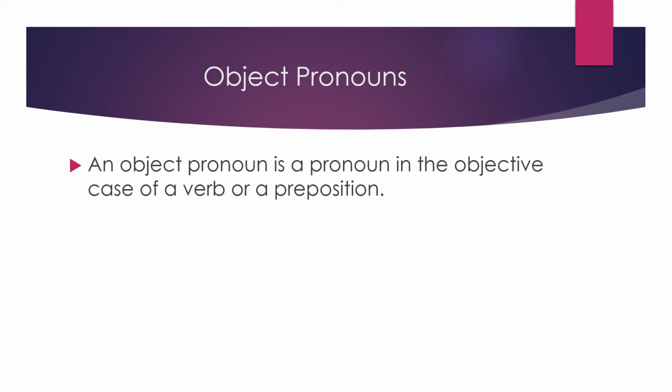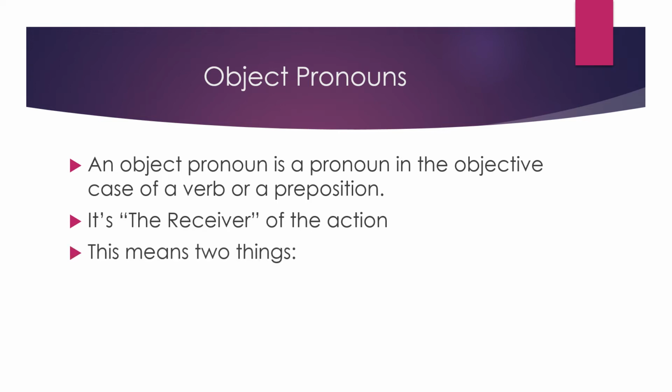An object pronoun is a pronoun in the objective case of a verb or a preposition, which means that you're going to find it after the main verb or after a preposition that is in the predicate part of the sentence. Different from the subject pronouns, the object pronouns are the receiver of the action. They receive the action from the subject.